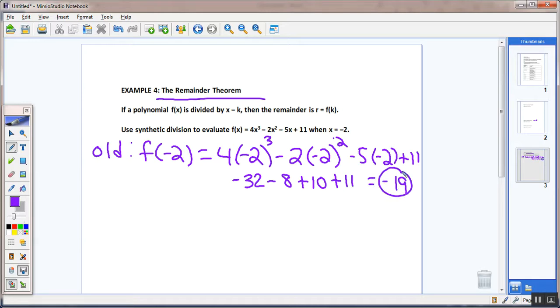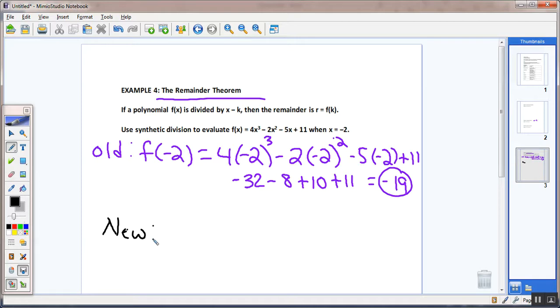So if I said, hey, evaluate that polynomial function for x equal negative 2, you could simply put negative 2 in and get negative 19. But what's going to be kind of new for you today is this. It's kind of going to stem off of what we've been doing with this synthetic division stuff. Okay? Turns out we can use synthetic division to evaluate polynomial functions.